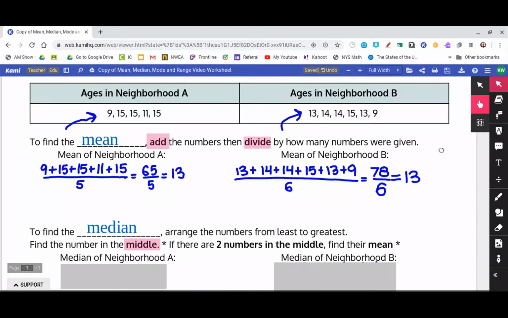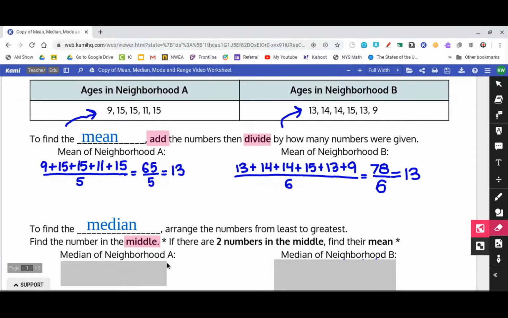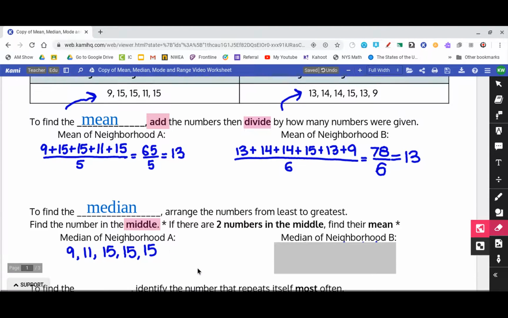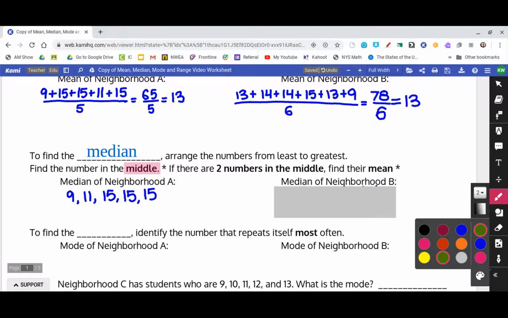See these numbers up here for neighborhood A, 9, 15, 15, 11, and 15. I don't want to find the number in the middle like this. I want to put them in order first. And if I put them in order, it's 9, 11, 15, 15, 15. And then I want to find the one in the middle. Usually how I do this is I just cross off the ones on either side until I find the one in the middle. And here the median is 15.